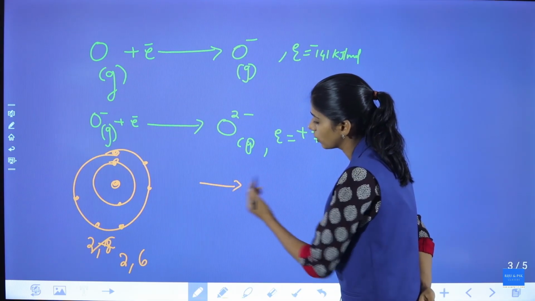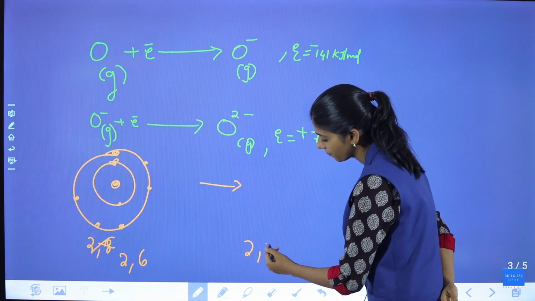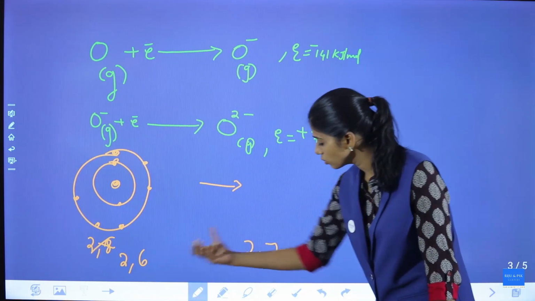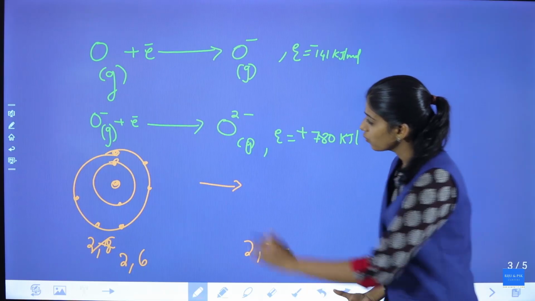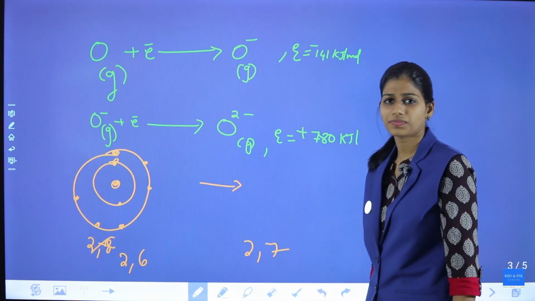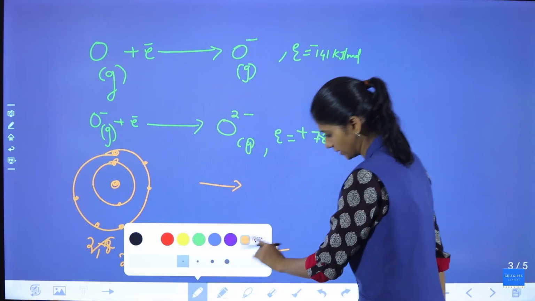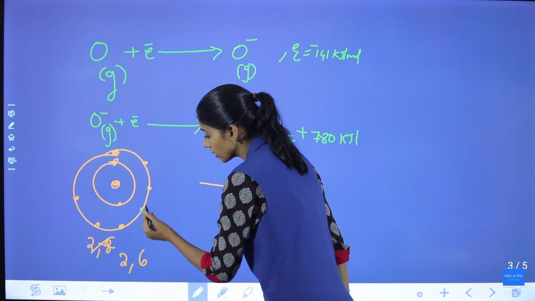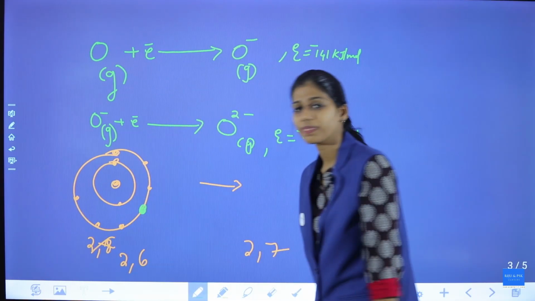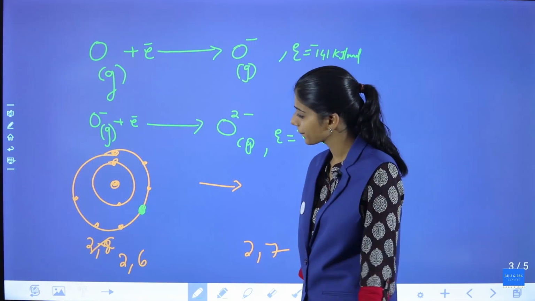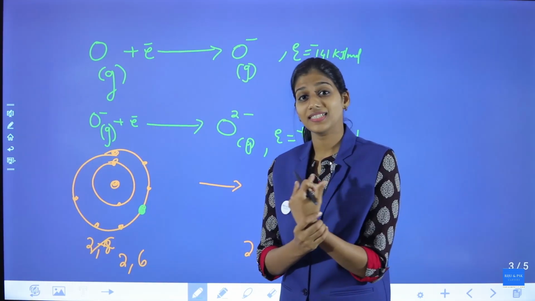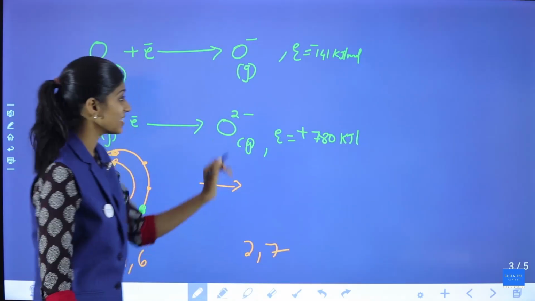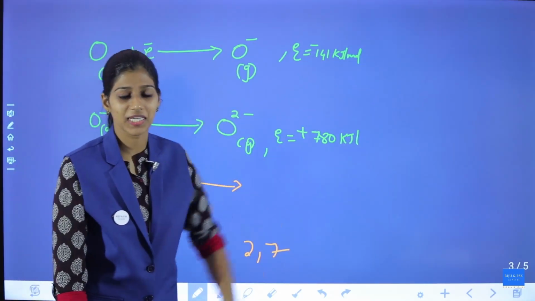One electron is added. So what is your new electronic configuration? 2 6 becomes 2 7. So 1 electron you are adding here. Okay, I'll use this color. 1 electron is now added here. That is the new electron. And here it suggests that during that process energy is released. Aa process il energy release cheyyunnu ennanu namukku manasilaayathu.